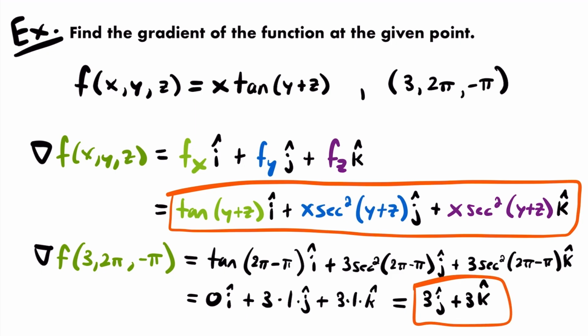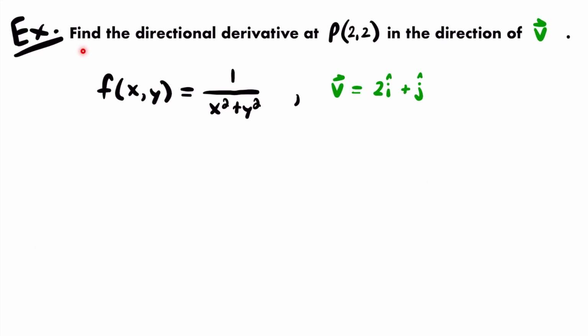Let's take a look at a slightly different example. For our next example, we want to find the directional derivative at the point 2, 2 in the direction of vector v. And we're given the multivariable function of two independent variables, f of x, y is equal to 1 divided by x squared plus y squared, and the given vector v is equal to 2i plus j. Okay, so this is a problem that we have done before in Calculus 3, but we are going to take a different approach this time around.